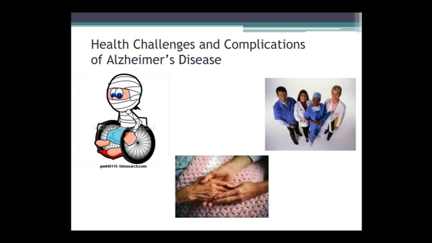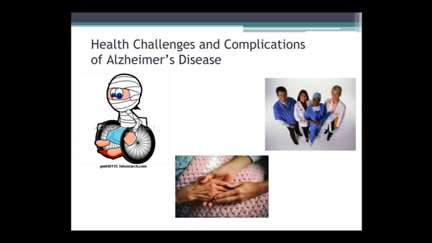So to talk about health challenges and complications related to dementias and especially Alzheimer's disease, I could think of three main areas where challenges and complications appear. One is health challenges and complications to the patient, to the caregiver, and to the healthcare providers or the team that cares for that patient. I'm going to start with complications and then move to health challenges.